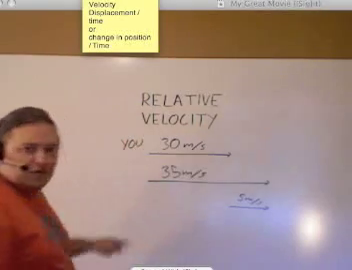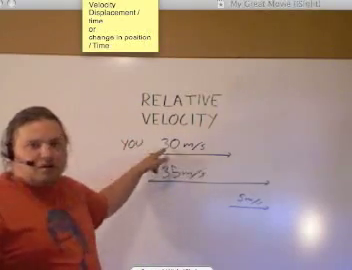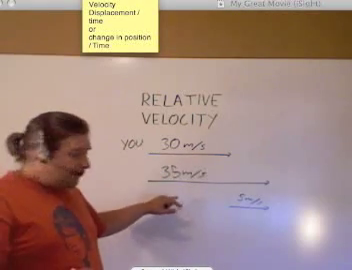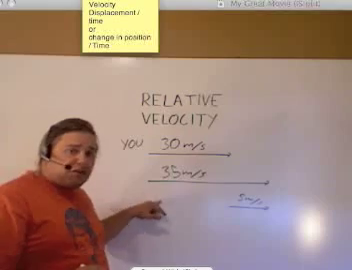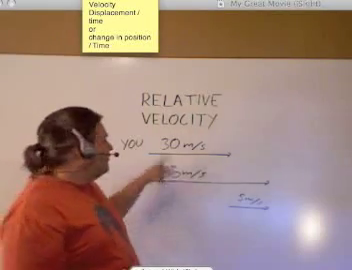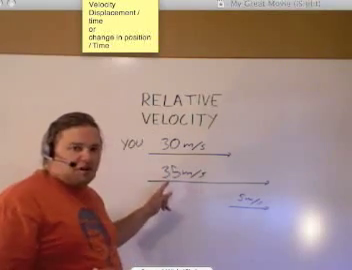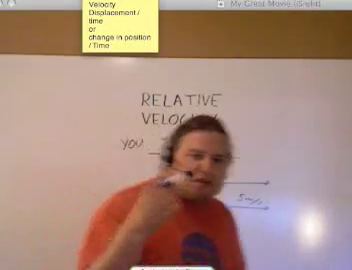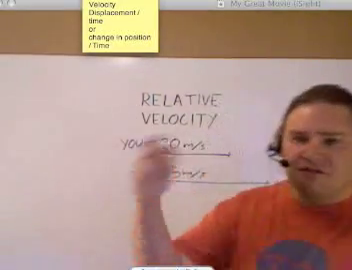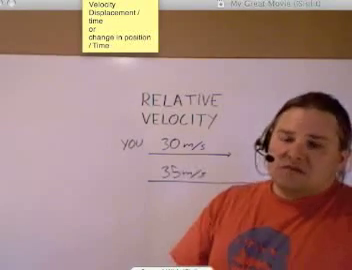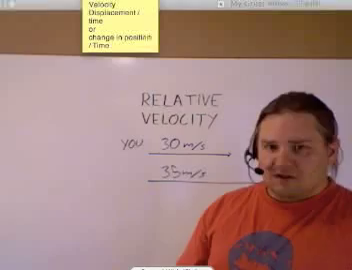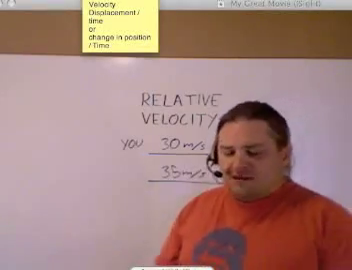So if this is you traveling at 30 meters per second, and a car passes you at 35 meters per second, you can say the relative velocity of this car is 5 meters per second. It's only moving 5 meters further away from you for every second. Which is pretty fast, but not nearly as fast as 35 meters per second. So that's kind of the basic understanding of relative velocity.